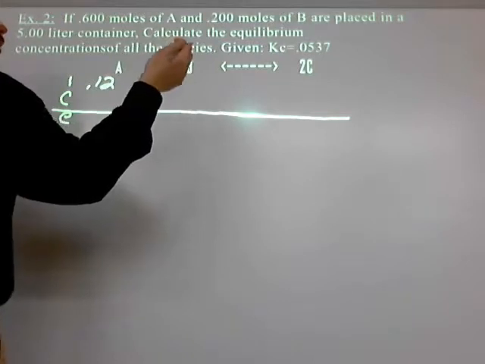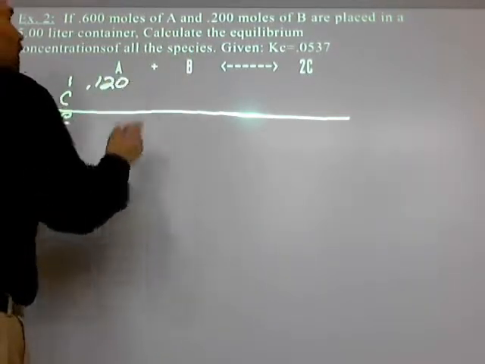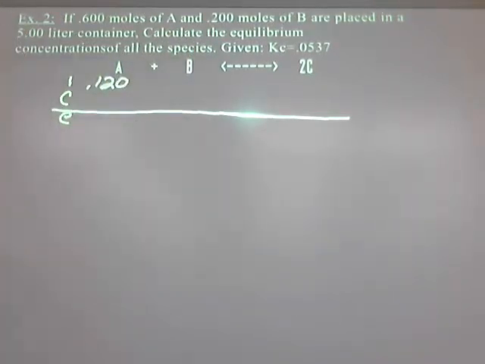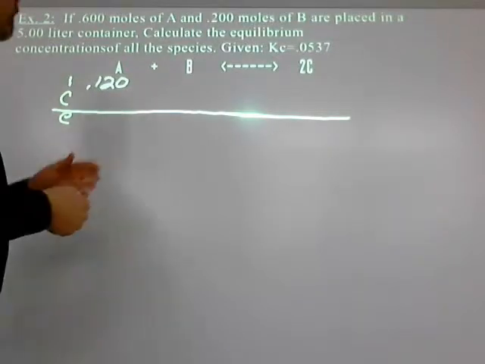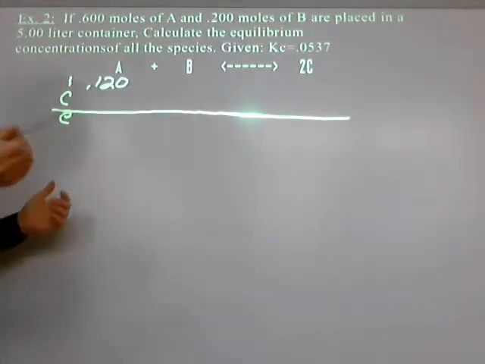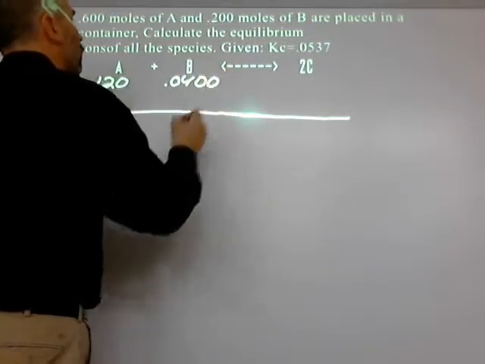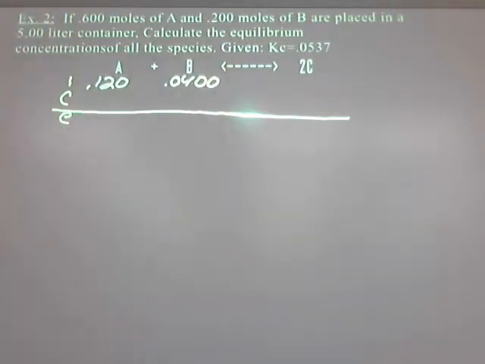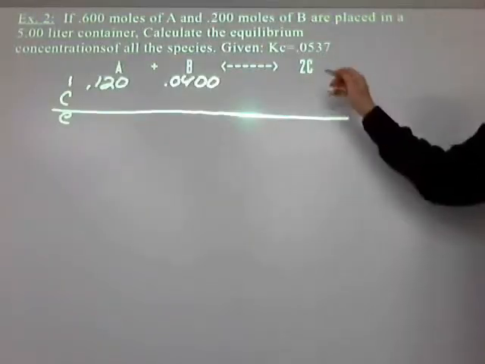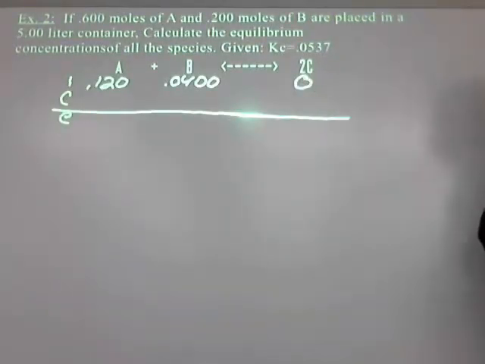0.12. One more number. Is it 0.120? 0.120 then, right? Yeah. All right. And what's B? B is 0.2 divided by 5, which is what? 0.0400 for significant figures. Okay, you have to keep them. And finally, my 2C is 0 because I hasn't started reacting yet.